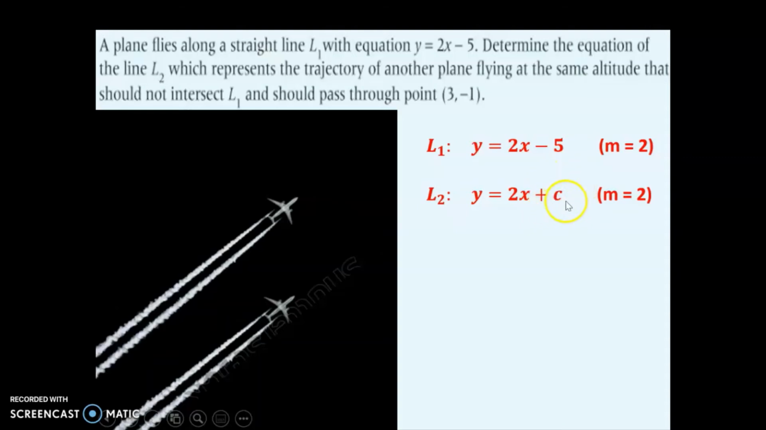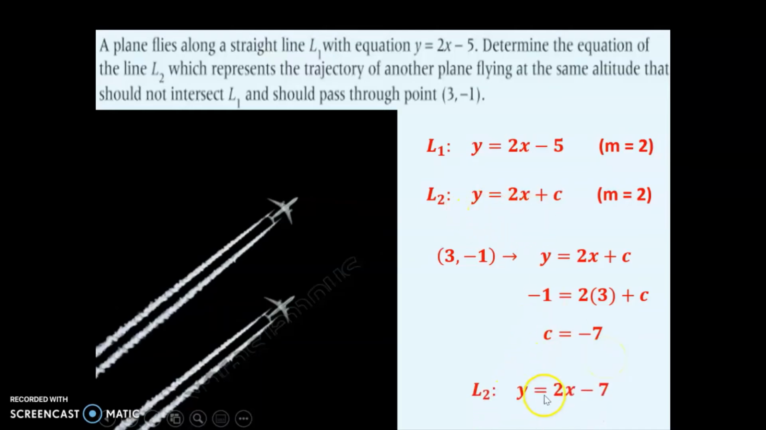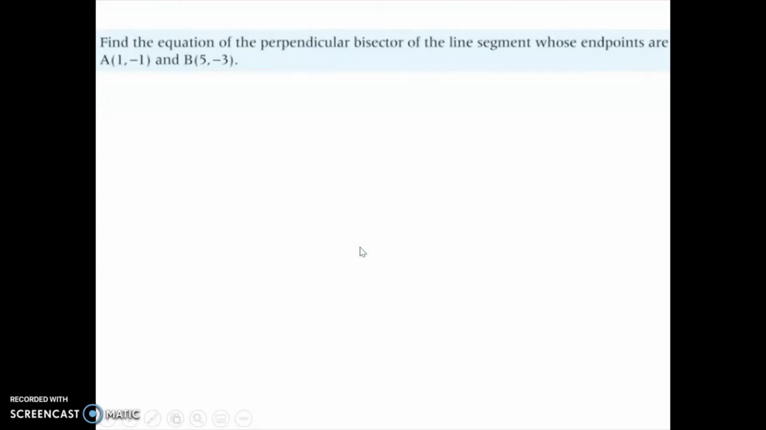We don't know the y-intercept yet, but we do know this point. So do you remember how to use this point to find this full equation to solve for C? All right, we can substitute that point into our line 2 equation. If (3, -1) goes in there, we put -1 for y, 3 for x. Solve for C here, it's -7. Now we know the equation of the second plane must be y = 2x - 7, because we found the C value, and we know it has the same slope as the original plane. All right, hope that makes sense. Let's keep going. I think there's one more here.